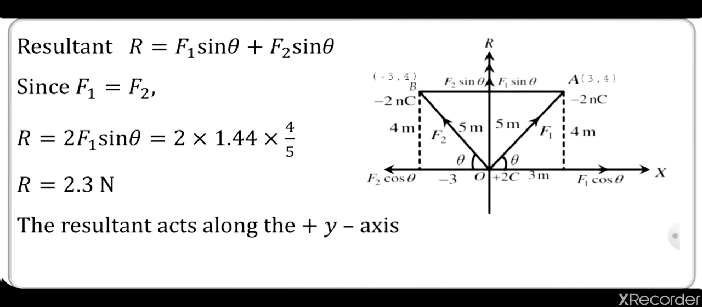Now we have to find what F1 and F2 are. F1 is the force between plus 2 coulomb and the minus 2 nanocoulomb, and F2 is the force between plus 2 and minus 2. Since both values are the same, plus 2 and minus 2 on both sides, you will get the same answer for F1 and F2. Let's see here.